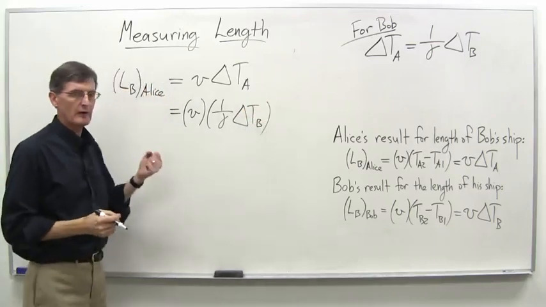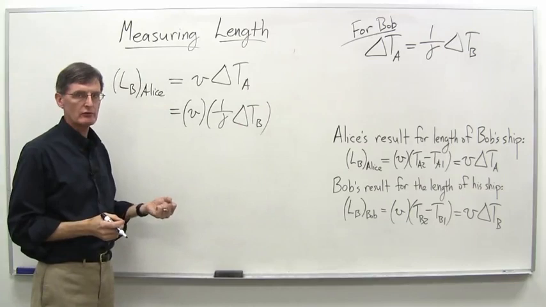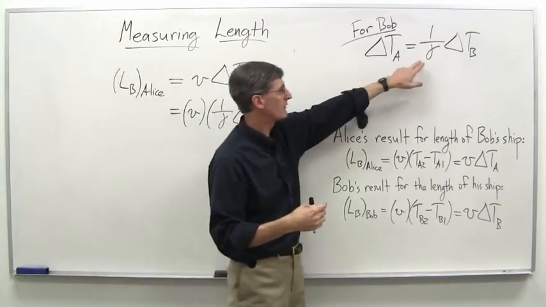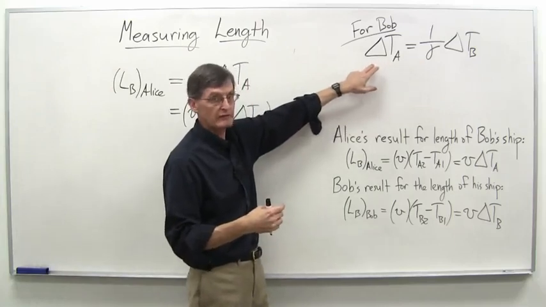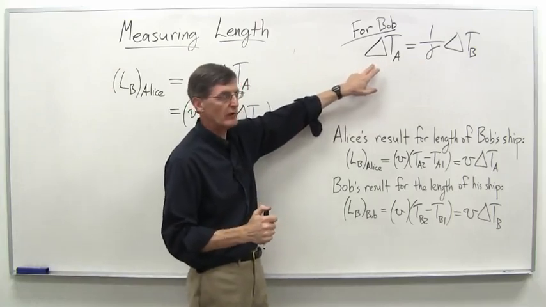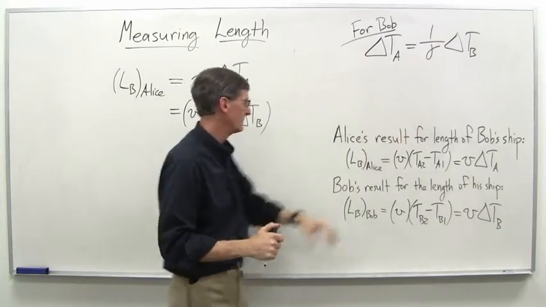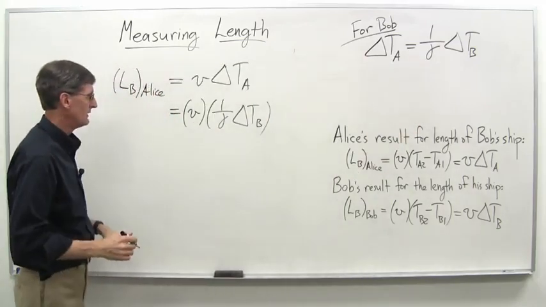In other words, remember, Bob says, Alice, your clock is running too slowly. Therefore, the elapsed time will be less. Remember, gamma is greater than 1. So from Bob's perspective, this is his explanation for why Alice's clock is running too slowly. It's running too slowly by a factor of 1 over gamma. So we put that in here.